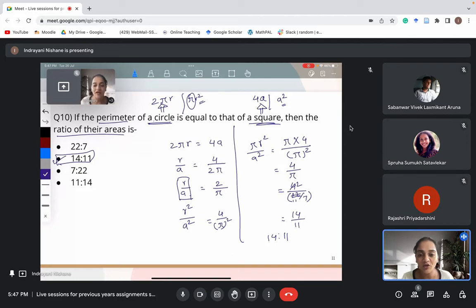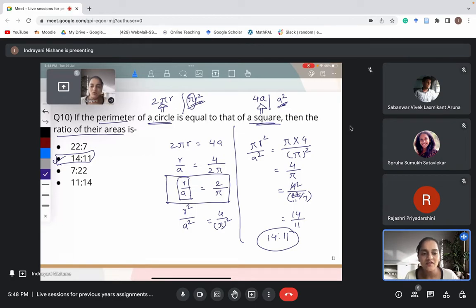So we have found the answer. What we did was we found the ratio of r by a and then converted that ratio to the formula of the respective areas. The area of circle is pi r square and the area of square is a square. So we squared that and then multiplied by pi to get the final ratio.